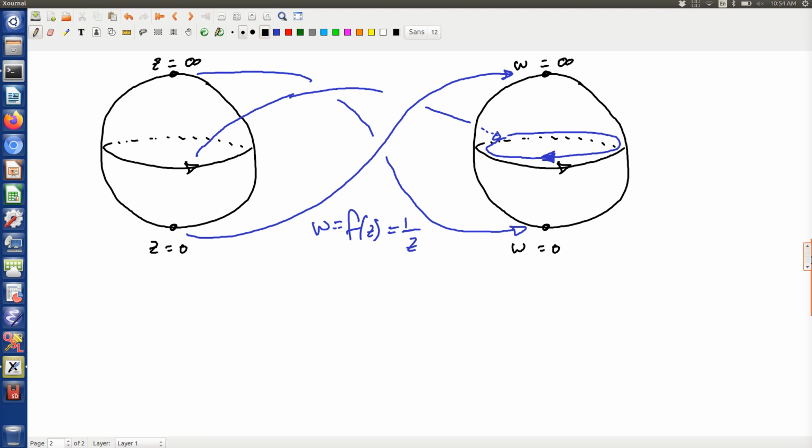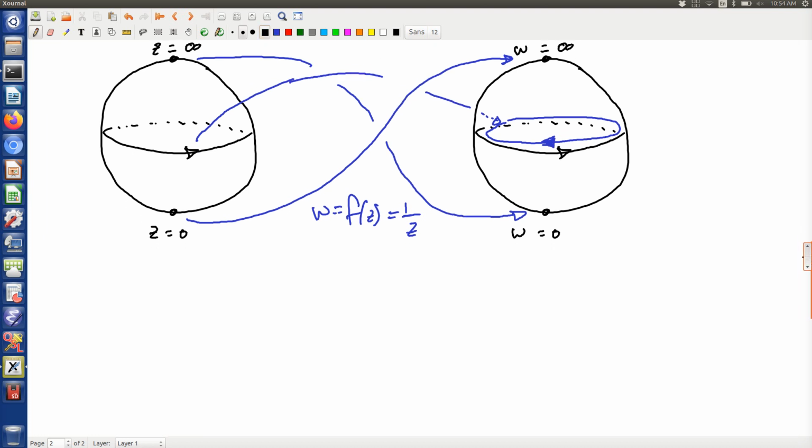Now, to finish this off, let's give a little bit of a calculation. Oh, by the way, if I were to do this flipping process twice, of course I get back to the original sphere. That's actually an interpretation of 1 over z being its own inverse. Okay, so now some calculation.